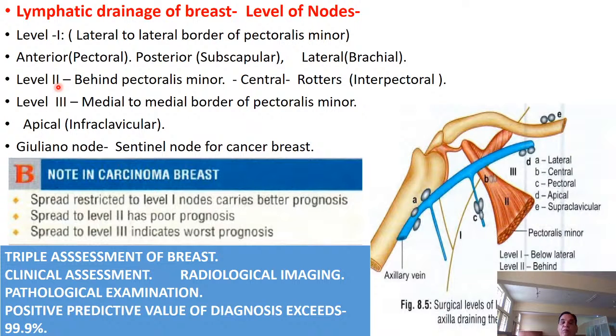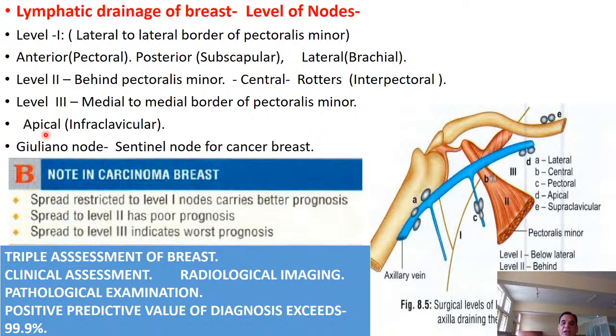Level 2, behind pectoralis minor. You are going behind it. And the nodes are central or interpectoral. They are called Rotter's nodes. So this is level 2. Level 1, lateral to pectoralis minor. Level 2, behind pectoralis minor. Level 3, medial to medial border of pectoralis minor. This is simple. You can remember. Lateral 1, behind, that means posterior 2, and medial level 3. Okay, this is what is called the staging of the breast cancer.